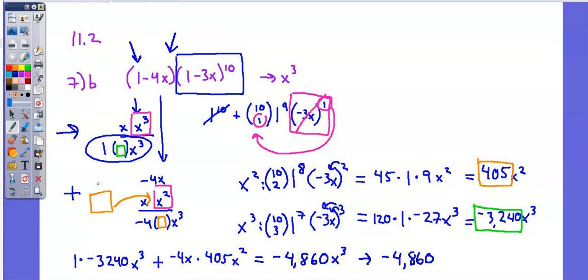Negative 4x times something x squared will also be an x cubed. So I look for, in my expansion, where do I have x squared? I found that as 405 x squared. And so I multiply that by negative 4x. We see all of those multiplications in the addition across the bottom: 1 times negative 3,240 x cubed plus negative 4x times 405 x squared. And the resulting coefficient is negative 4,860.